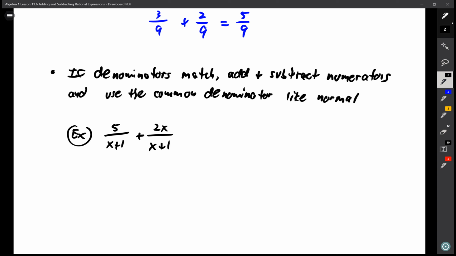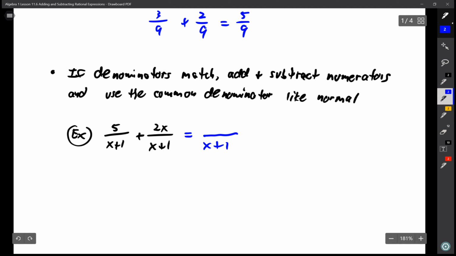Okay, so we can look and say, well, do our denominators match? Yes, cool. So we can just jump straight into combining this to be one fraction with an x plus 1. And what do I get on top? Well, I get 5 plus 2x. My numerators add, and my two denominators just become the one denominator, x plus 1.